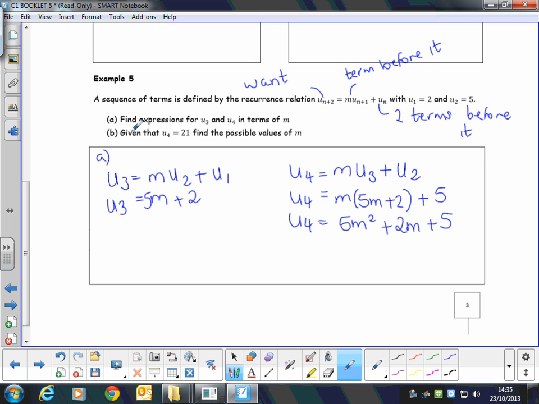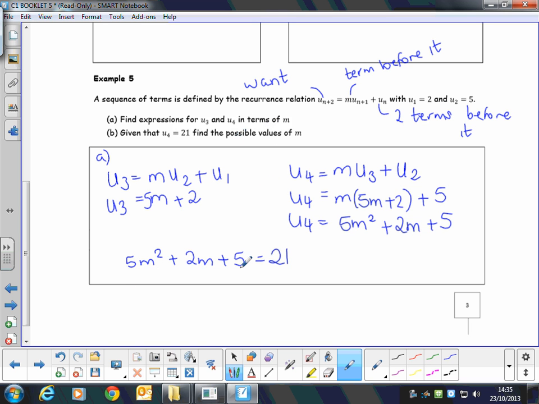For part B, it tells us that U4 is equal to 21, and to use this to find the possible values of M. So U4, which we've been given here, is 5M squared plus 2M plus 5. And I've been told that it is equal to 21. And I need to find the possible values of M.